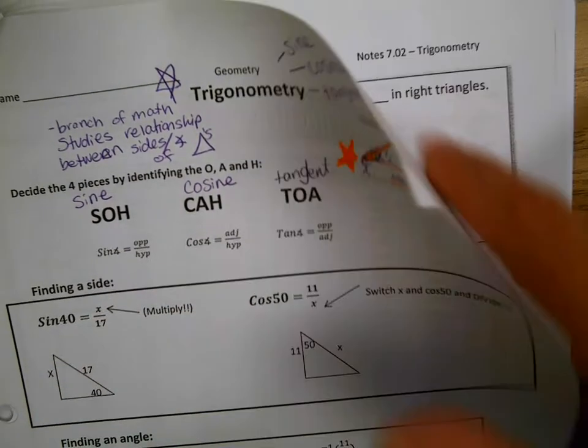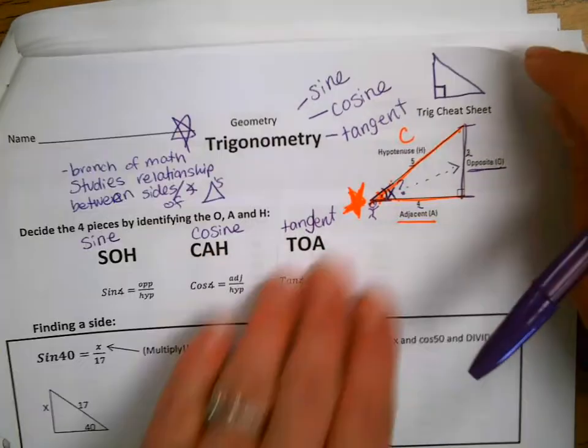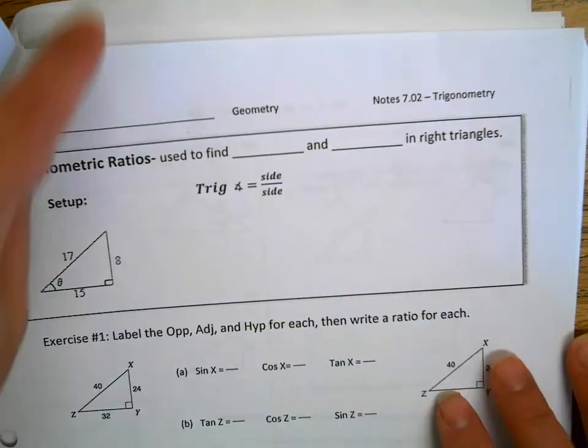What I'd like to do is jump over into actual notes 7.02. So again, this is a trig cheat sheet to kind of just discuss our main topic of trigonometry.